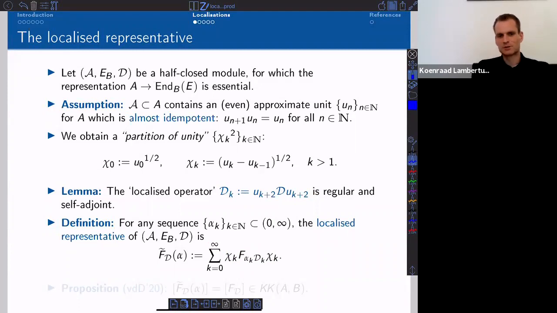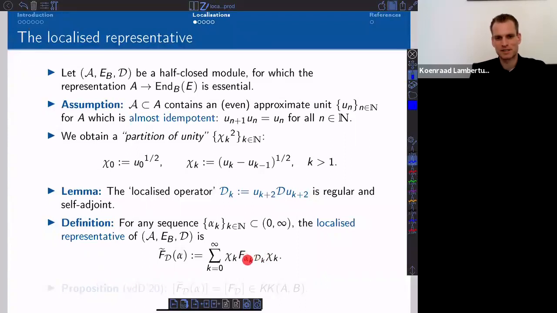And the main reason why we introduce these positive numbers alpha k: in the end, we want to use this localized representative to check the positivity condition of Connes and Skandalis. So the strategy there will be to first prove local estimates for each term in the sum, and then we want to sum these up to get a global estimate. But the problem is, we can find an estimate for each k, but in general the constants appearing in this estimate will not be uniform in k.